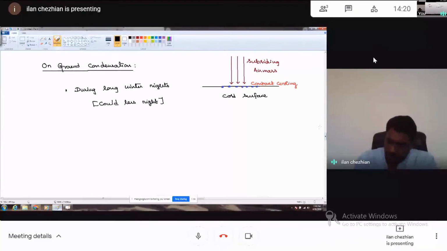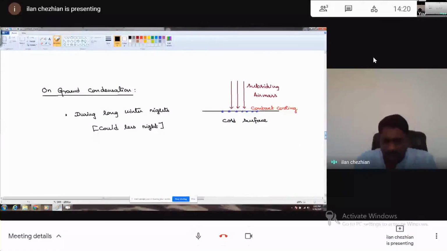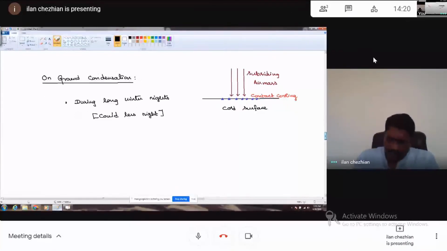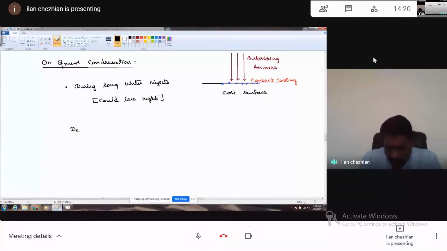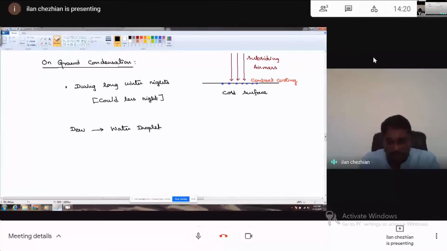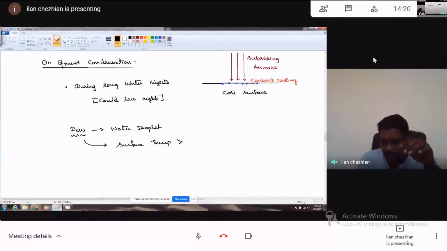So, what is on-ground condensation? We have an idea. All these ground objects themselves act as the hygroscopic medium. Now, what is a dew drop? Dew is a water droplet, my friend. On what occasion will dew be formed? Dew will be formed when surface temperature, simple, is more than 0 degrees centigrade. NCERT has given so many complex terms, but that is it: dew drops form.